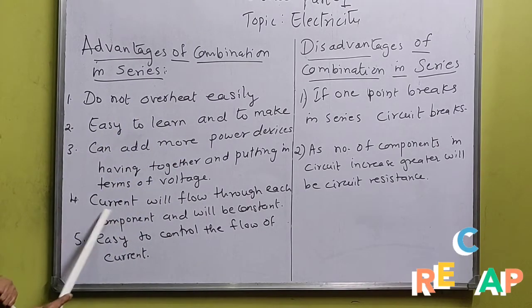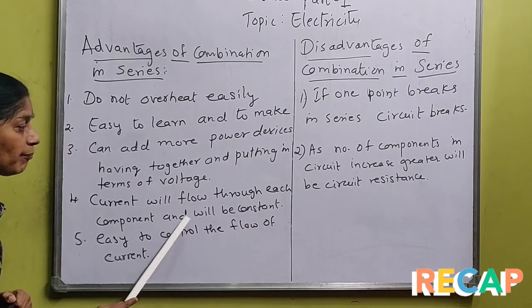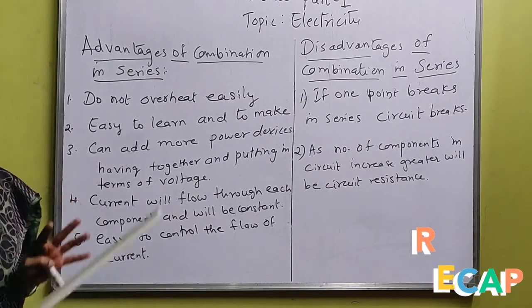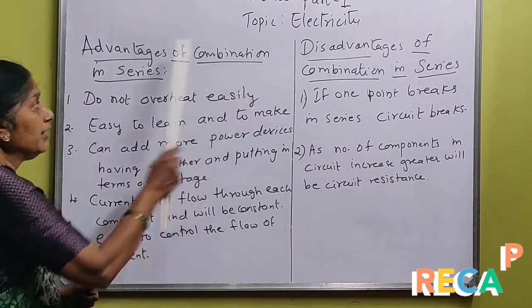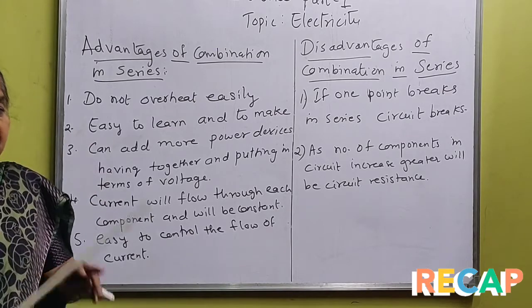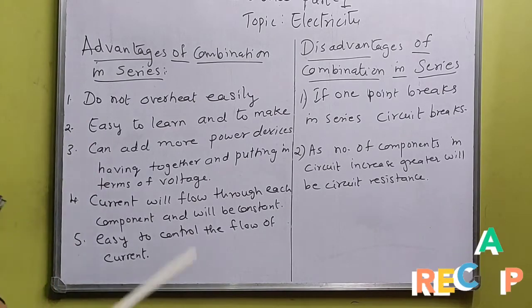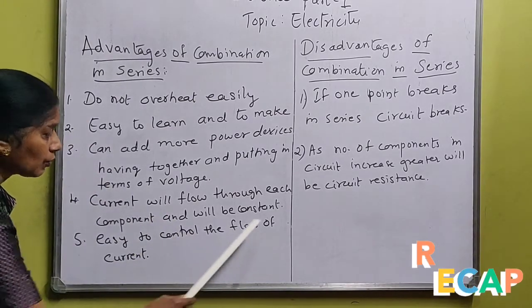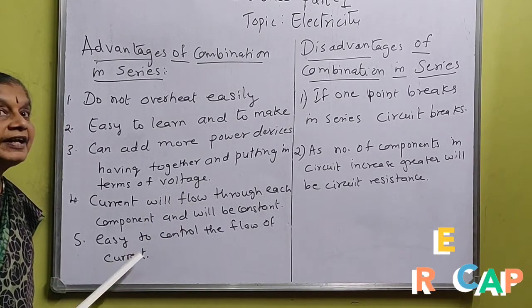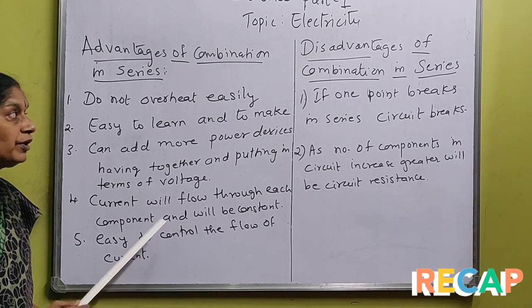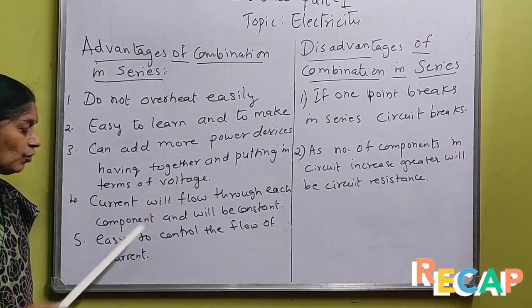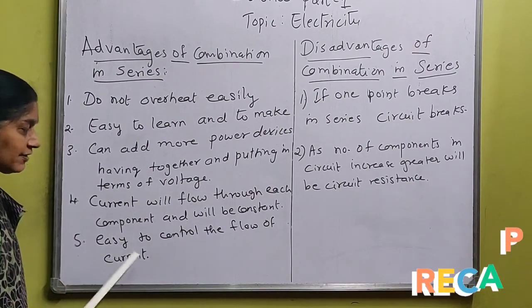Fourth advantage, current will flow through each component, it will be constant. However many resistors, however many power devices you add in the combination in series, the flow of current will be the same. There will be no change in flow of current. Fifth one, easy to control the flow of current. You can increase or decrease the flow of current very easily because the current is flowing in only one direction. It will flow in one path only, that is why.